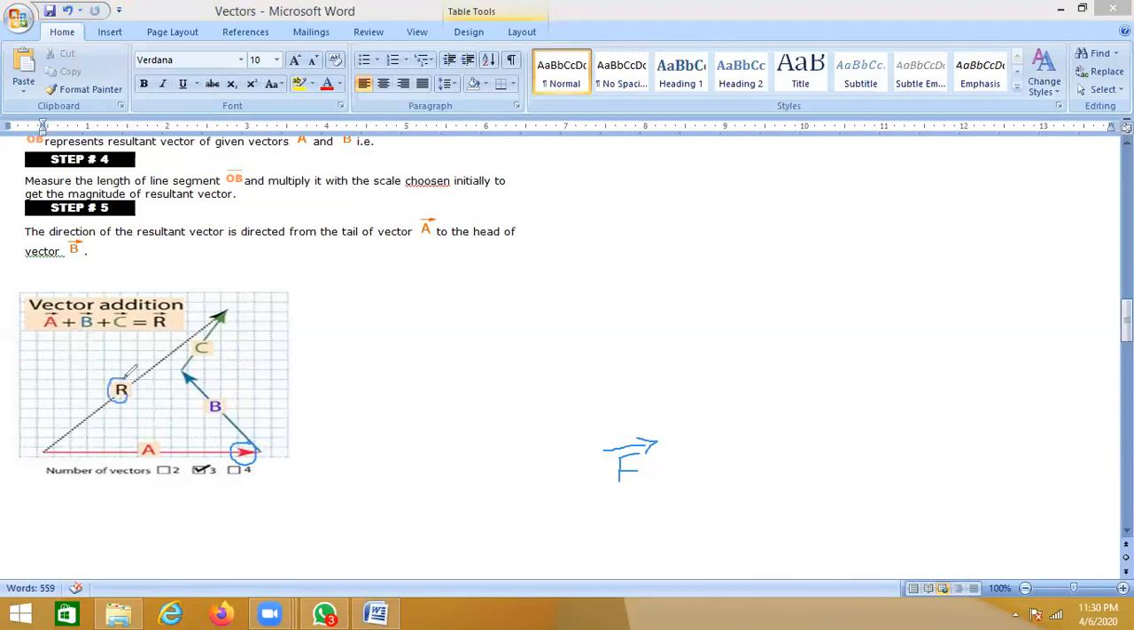And this is how we will draw the resultant of the vector. And what is the rule for connecting that resultant vector? That the head of the resultant vector will be connected with the head of the last vector, and the tail of that resultant vector will be connected with the tail of the first vector, right?